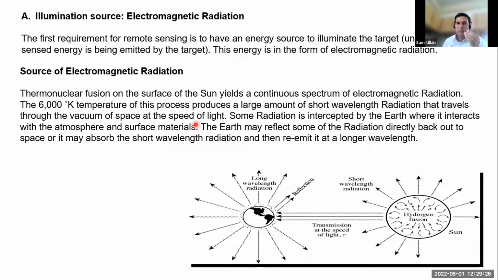The radiation which passes through the space reaches the ground, and at the ground it has again interaction with the water bodies, with the solid particles, that is, different objects on the surface of the Earth, and then it reflects back from the Earth, again interaction in the atmosphere, and then it finally reaches the sensor, which is present in the satellite. So the Earth may reflect some of the radiation directly back out to space, or may absorb the short wavelength radiation and then re-emit it at a longer wavelength. So that's one example of a source.